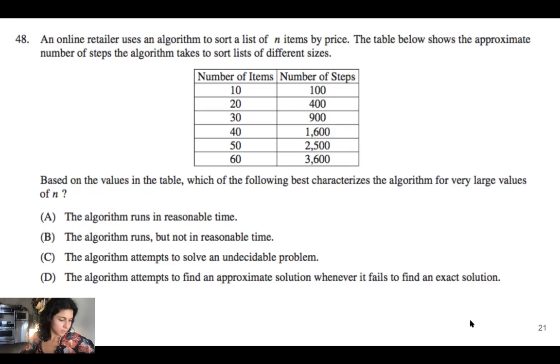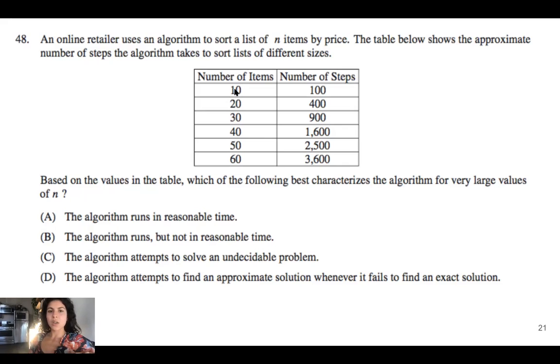10 more seconds. Five, four, three, two, one, go. So just as I anticipated, we're split between A and B. So C and D, there's no reason to look at them. It's a sorting algorithm, so there is no reason for us to think it's an undecidable problem. There's also no reason for us to think that we need a heuristic here. I'm sure we can sort things, but A and B.